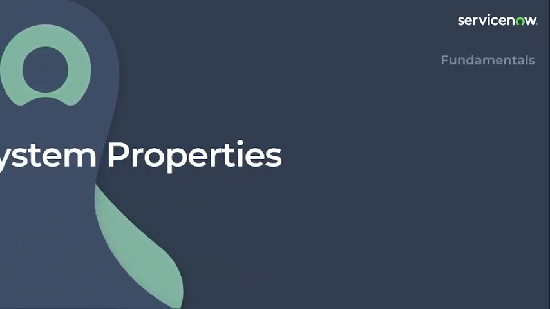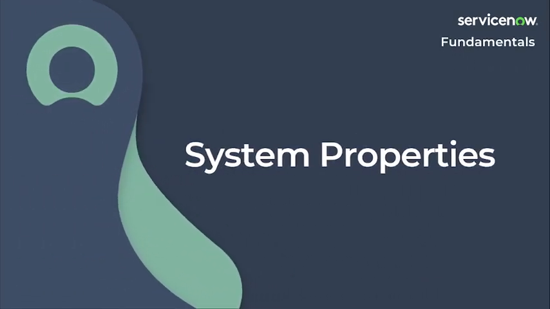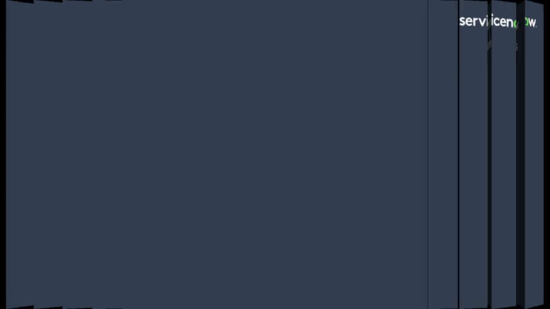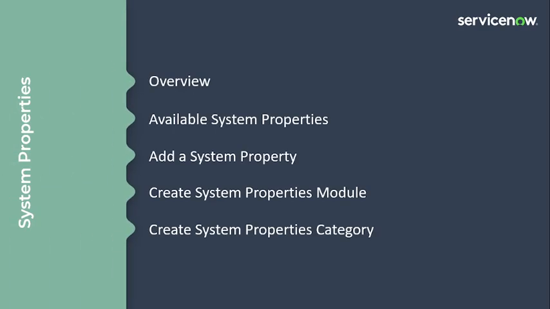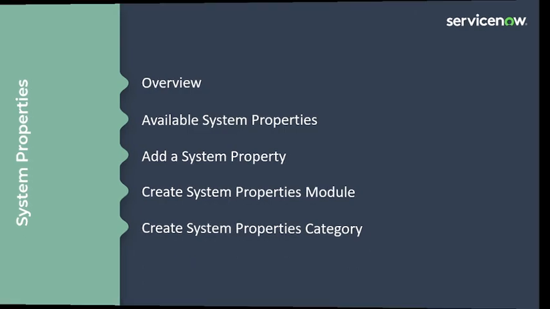In my last video I explained the application and plugins, the difference between application and plugins, activate plugins, request plugins, mobile plugin core and mobile plugin supporting. In this video I will explain the system properties, which include the overview, available system properties, add a system property, create system property module, and create system property category. So let's start with the overview.